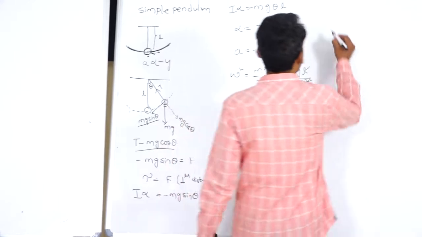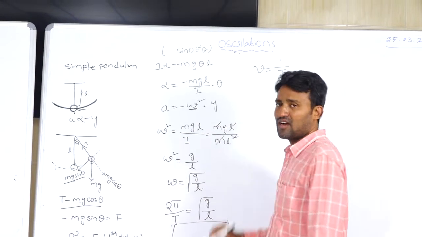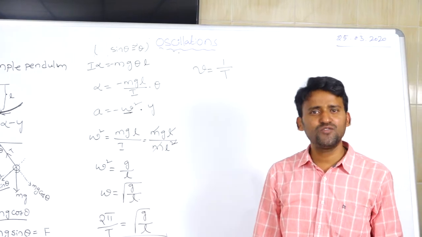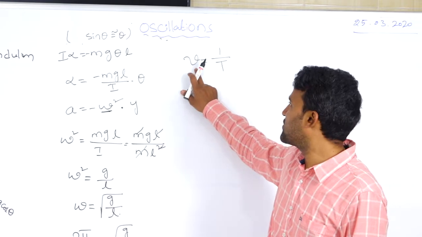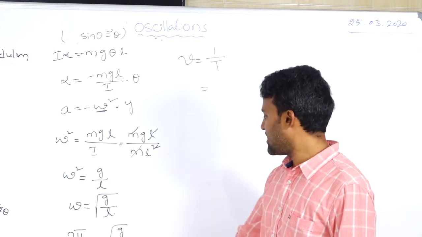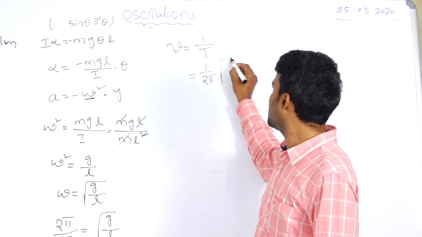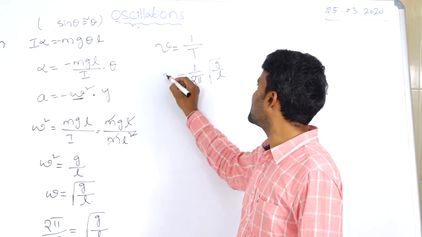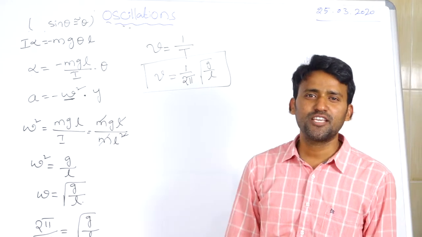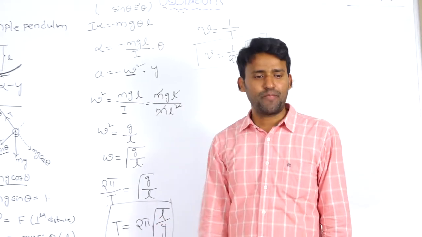Now, what about frequency? Frequency is the reciprocal of time period. Otherwise, the number of oscillations done in 1 second is called frequency. We can write frequency is equal to 1 by time period. If we substitute the time period, we get frequency equal to 1 by 2 pi into under root of g by L. This is the frequency and that is the time period.